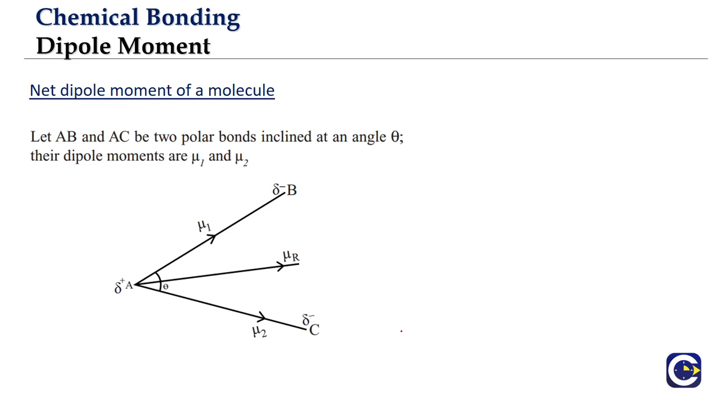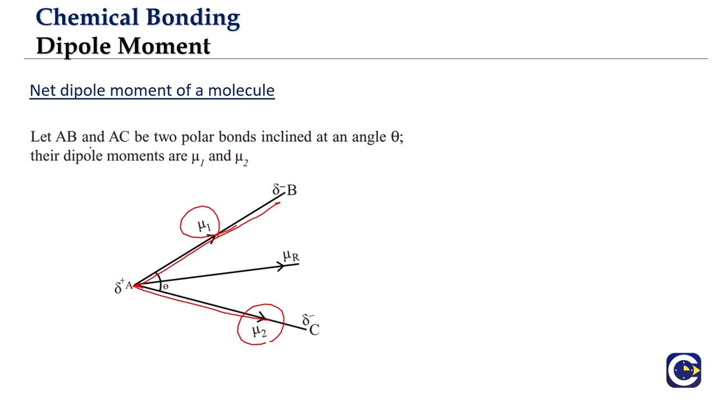Now in a molecule, if we are trying to add up the dipole moments of different bonds, or the dipole moments of bonds with the lone pair dipole moments, what we need to keep in mind is that dipole moments are vector quantities. Say, for example, you have a dipole moment of the bond AB, let us say the value is mu1, and the dipole moment of the bond AC, the value is mu2.